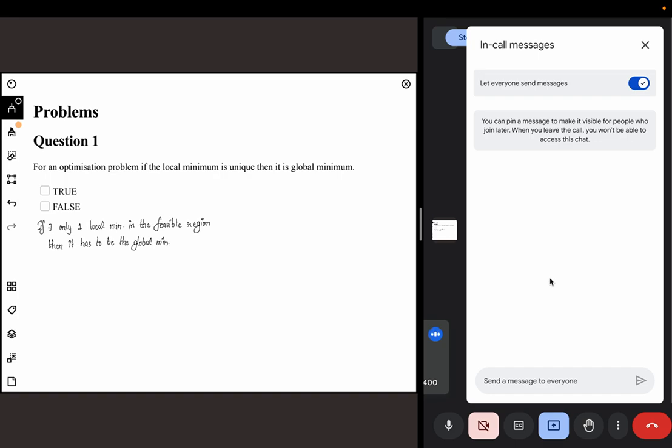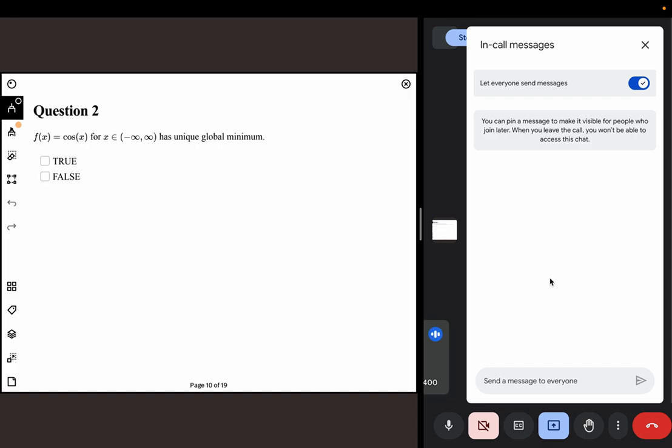If you have multiple local minima, then you have to calculate all the local minima and find the minimum out of all of them, and that will be the global minimum. If you have just one local minimum, then it will definitely be the global minimum, right? I think there are no problems in this question. Let's take the second one.